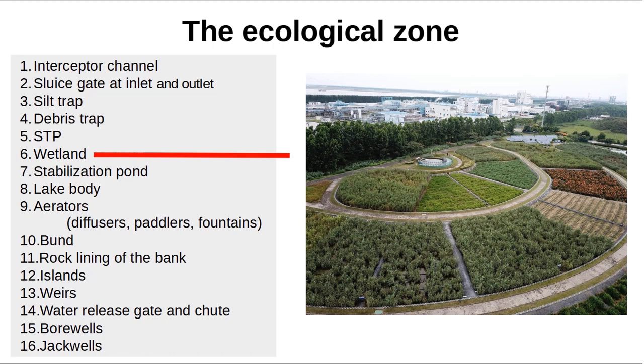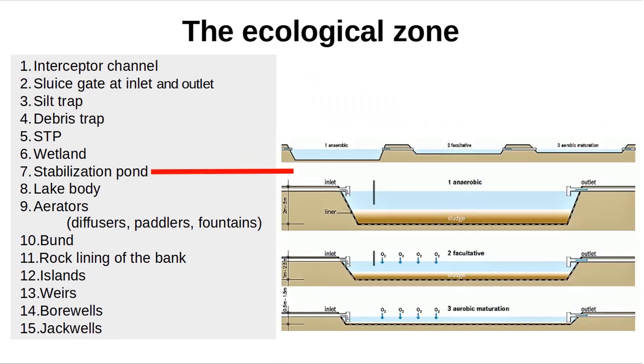To prevent that situation, the treated sewage is passed through a wetland. The plants in the wetland absorb the nutrients, and make it suitable for the lake. A wetland is like a garden made out of aquatic plants. Instead of a wetland, a stabilization pond may be provided, which is a series of 3 ponds that treats the incoming sewage. This includes anaerobic and aerobic treatment.